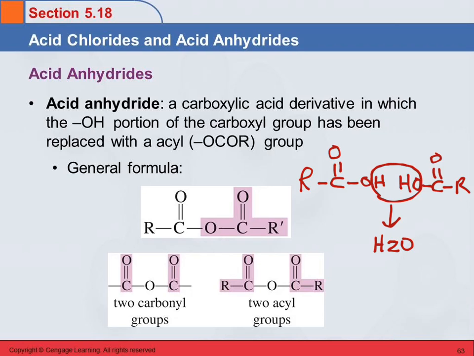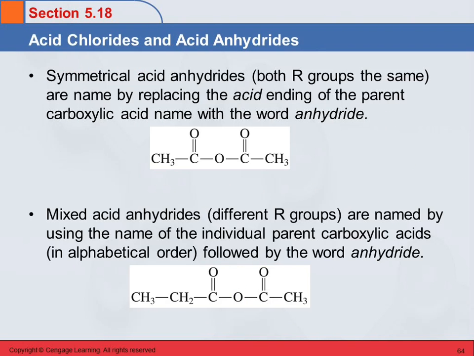That's not actually how we make them, but there are symmetrical ones where you just have two of the same carboxylic acid joining together. So when we look at them, the R groups are the same. So in this example here, this has a methyl group and that has a methyl group. With the symmetrical ones, we can just take the name of the acid that it started with and swap anhydride for acid. So let's look at this guy.